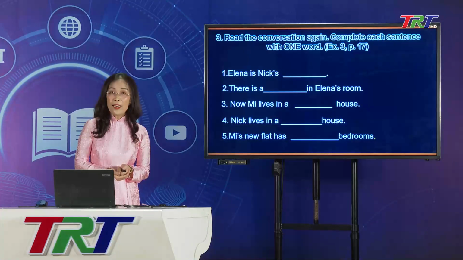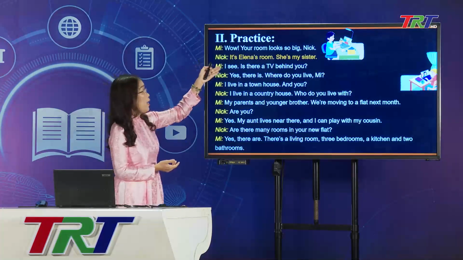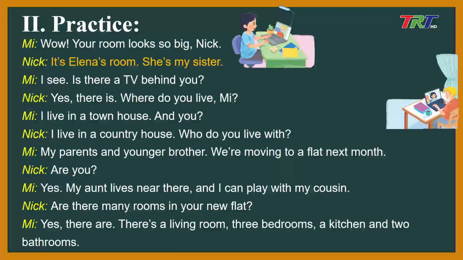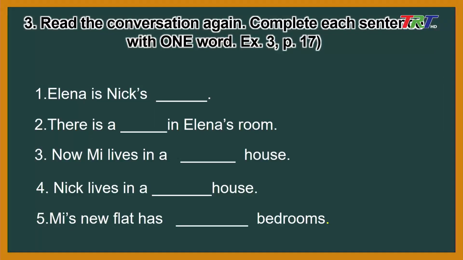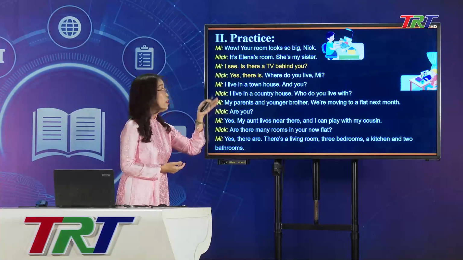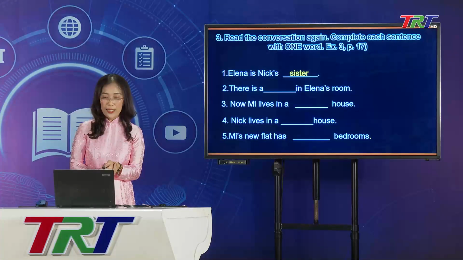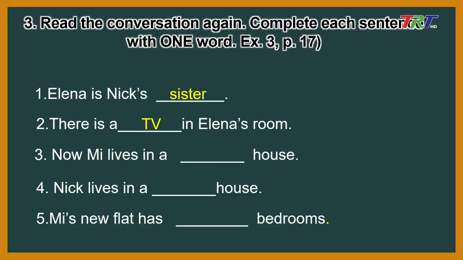Number one, Elena is Nick's... What? It's Elena's room. She's my sister. So you put sister. How about number two? There is a TV in Elena's room. "I see. Is there a TV behind you?" "Yes, there is." So you put TV. That's right.